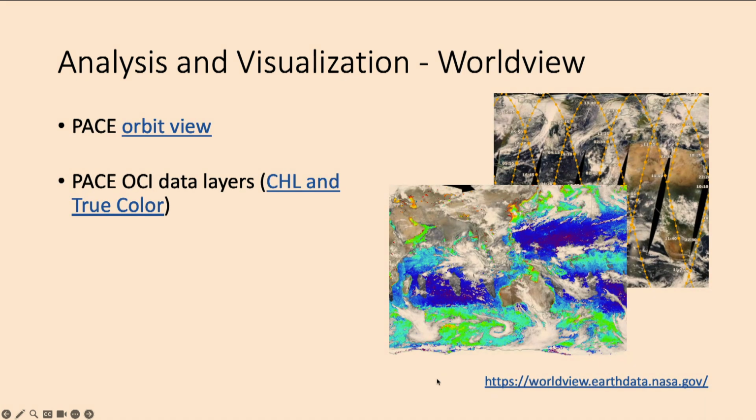And then also Worldview. Right now, we have sent 3 types of data over there. I linked to where our orbit view is for PACE, and then chlorophyll and true color data layers. This tool, if you haven't seen it, is a big map of the world, and at the bottom is a timeline, so you can look at the data over a day, or you can go backwards a few days, and you can put in a range, so if you press play on a range, it'll show the data over a time period.